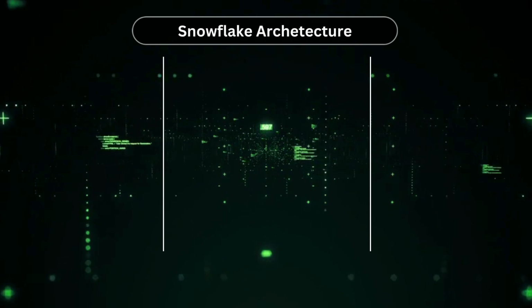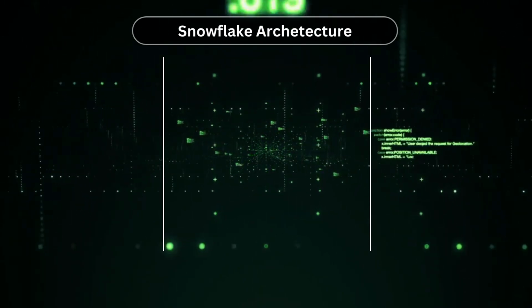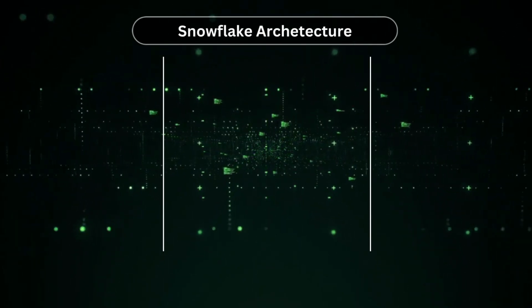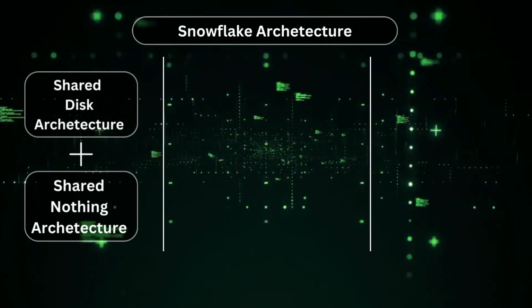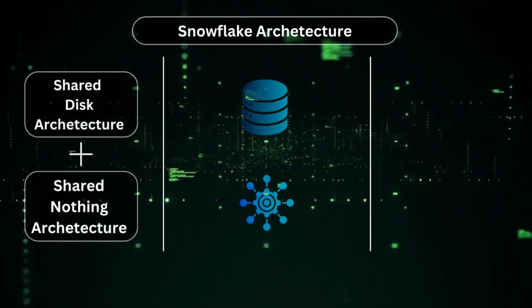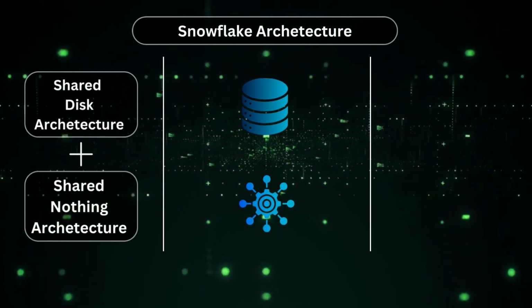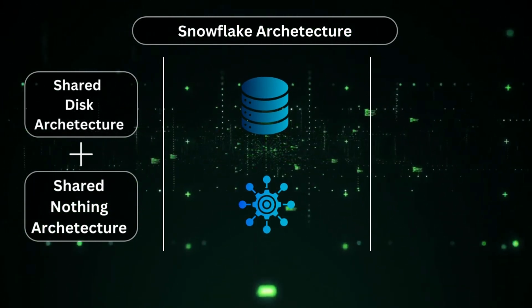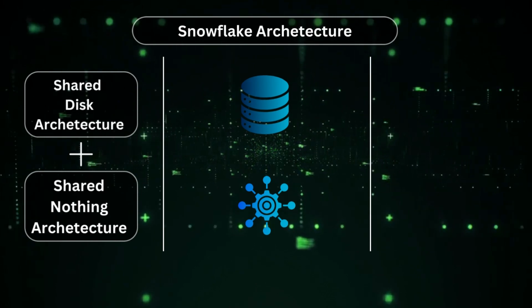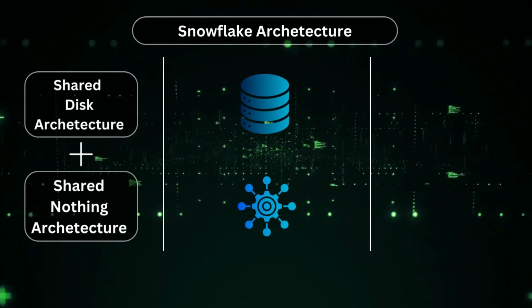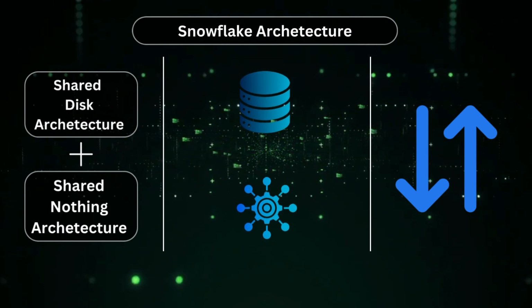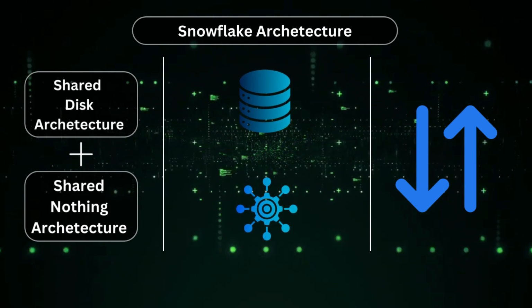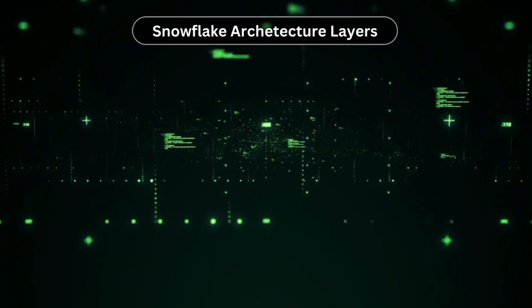Snowflake Architecture. The architecture of Snowflake is a hybrid approach that combines elements of shared disk architecture and shared nothing architecture. It separates the costs of computing and storage, allowing for better cost optimization. Additionally, it provides the flexibility to easily scale up or down the resources for storage and computation, based on the specific needs of the organization.